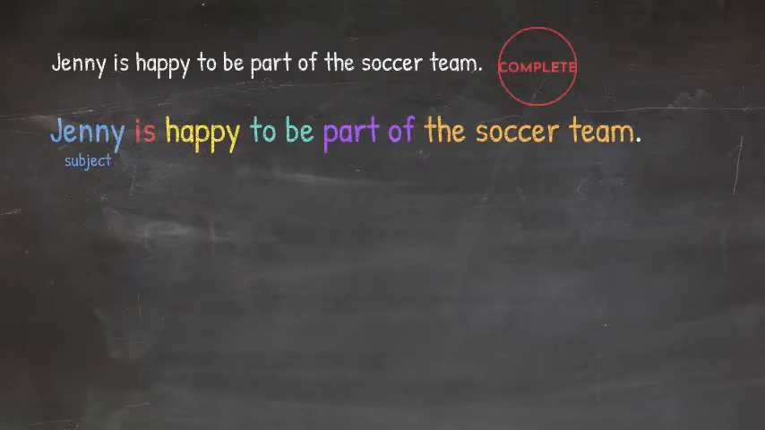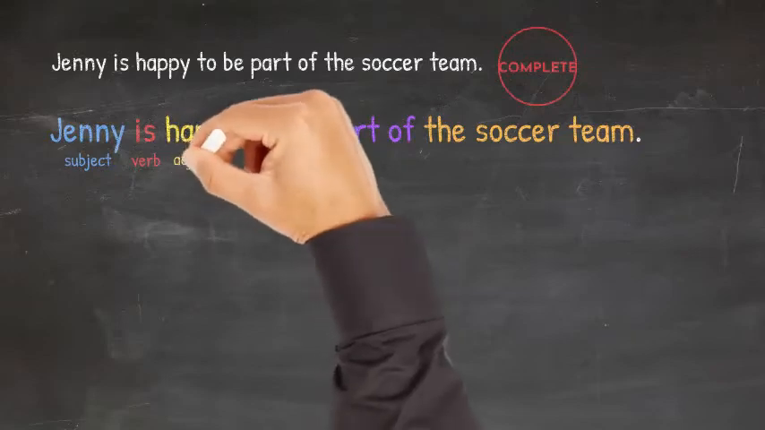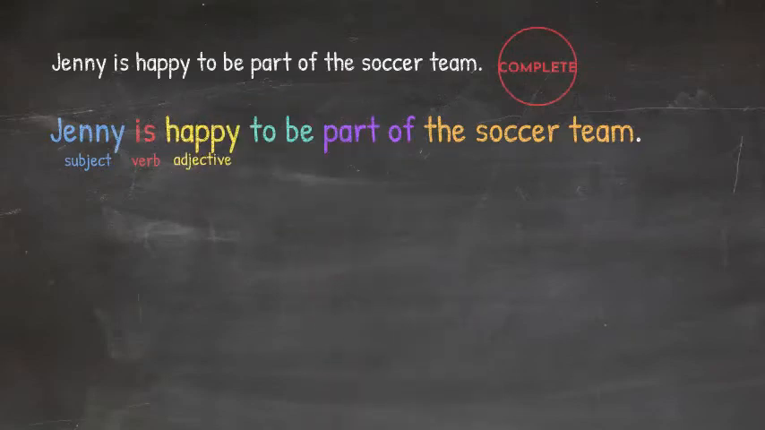So we determined that Jenny is a subject. Next, we have "is," which in this case is the verb. This is the verb to be, and it is in the simple present tense. In English, verbs are usually the things that change the most, and it is sometimes difficult to know which verb tense you need to use. Next, we have "happy," which in this case is the adjective. In English, adjectives are words that are used to describe nouns, and they come in many different forms.